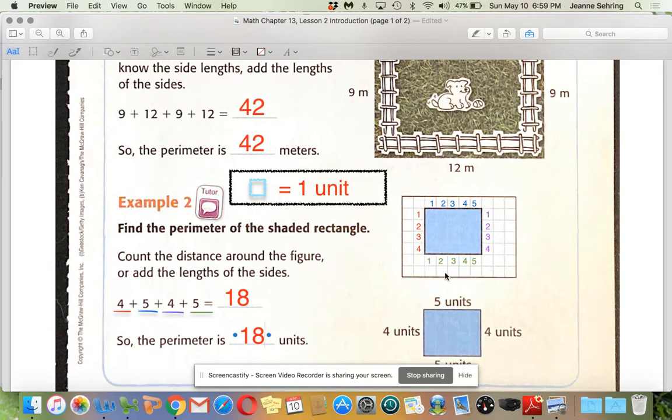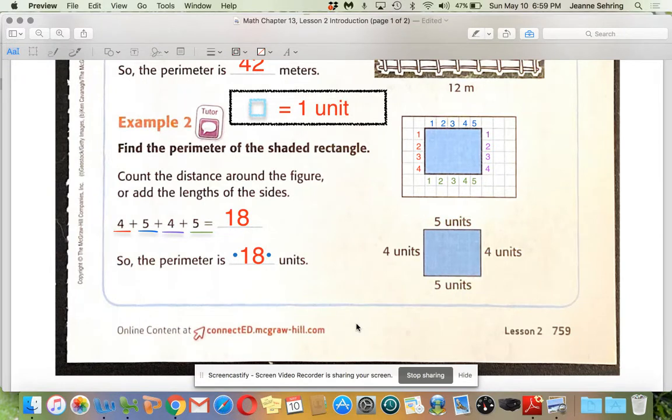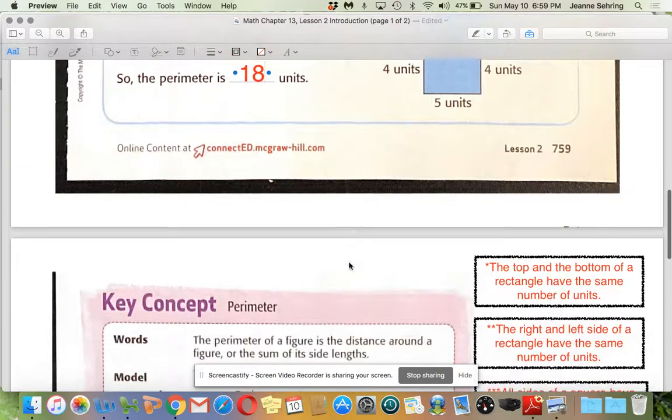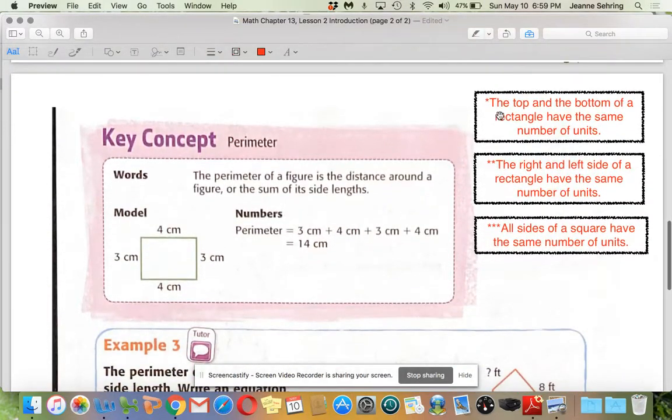We don't know if it's feet or meters or yards or miles. Well, not miles, but in this case, we're just going to use units, and units can stand for any one of those things, depending on the scale of your graph, of your design. All right, so let's go down here. Just to review, if you have a rectangle like this, the top and the bottom of every rectangle are going to have the same number of units. See, 4 and 4.